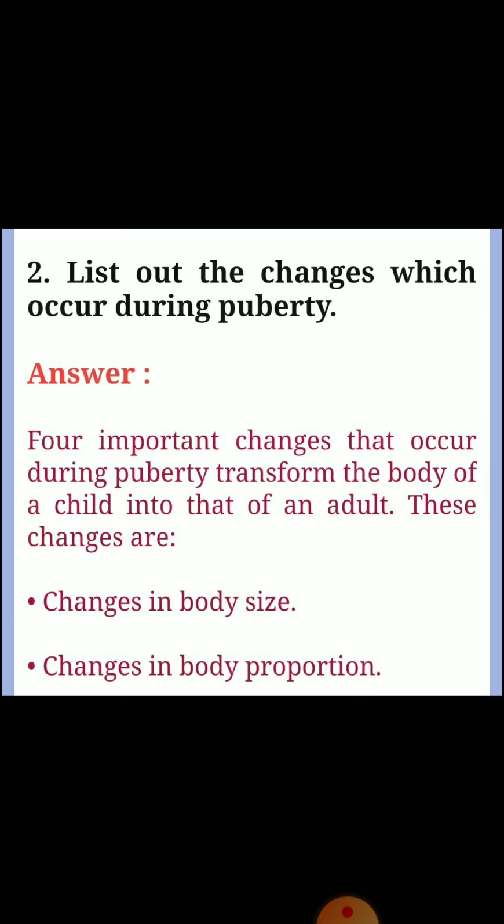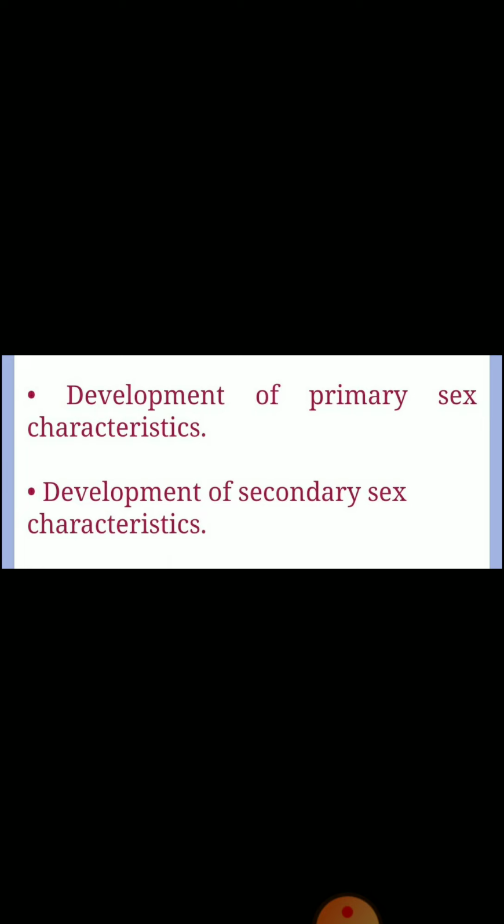Second question, list out the changes which occur during puberty. Answer, 4 important changes that occur during puberty transform the body of a child into that of an adult. These changes are, first one, changes in body size. Second, changes in body proportion. Third one, development of primary sex characteristics. Fourth one, development of secondary sex characteristics.